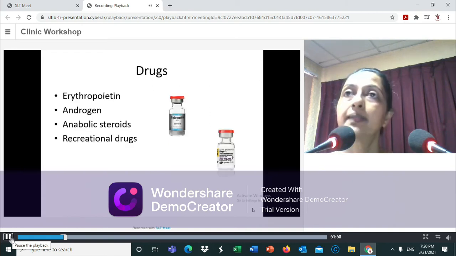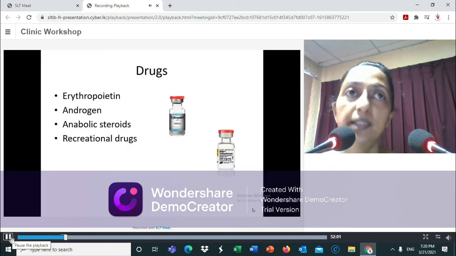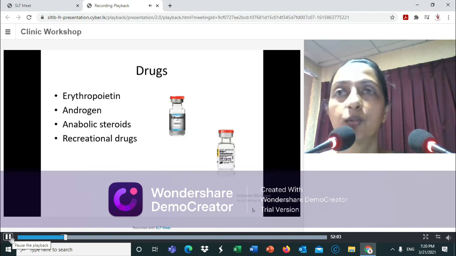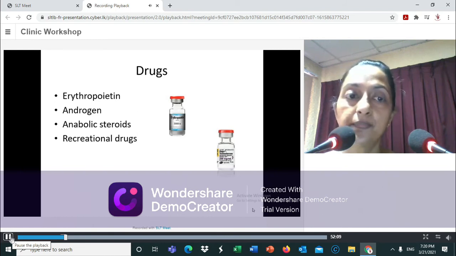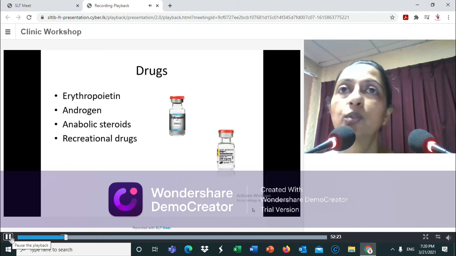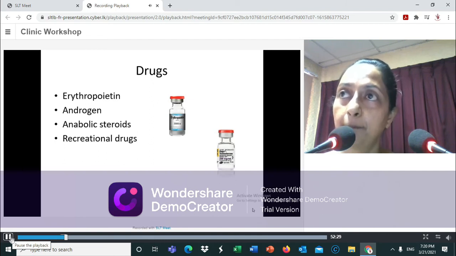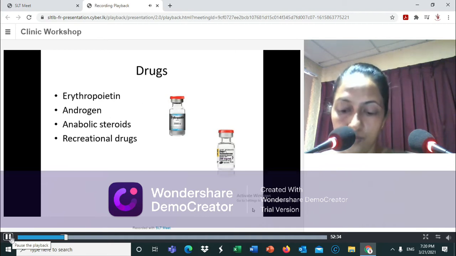In drugs, treatment with erythropoietin, too much erythropoietin, can also cause polycythemia. Androgens, anabolic steroids, recreational drugs. So these latter ones, if there is a young male, especially males with polycythemia where you can't find any cause, you may have to think of recreational drugs and things like that, whether that is the cause for polycythemia. So these are the causes for secondary polycythemia.